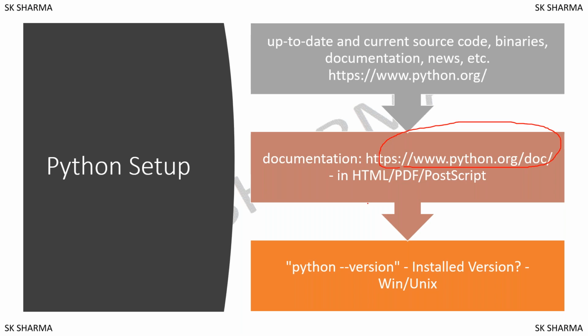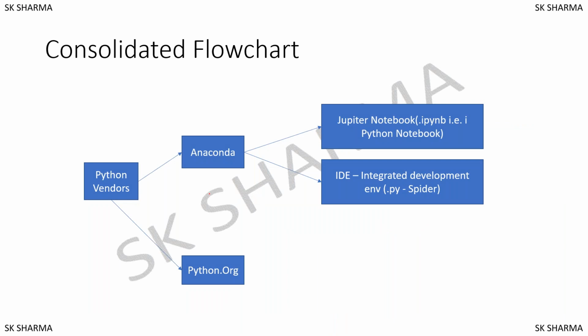And if on any machine you want to see whether Python is installed or not, this is the command we can use over here: python space hyphen hyphen version on the command prompt. Okay, so this is simple.